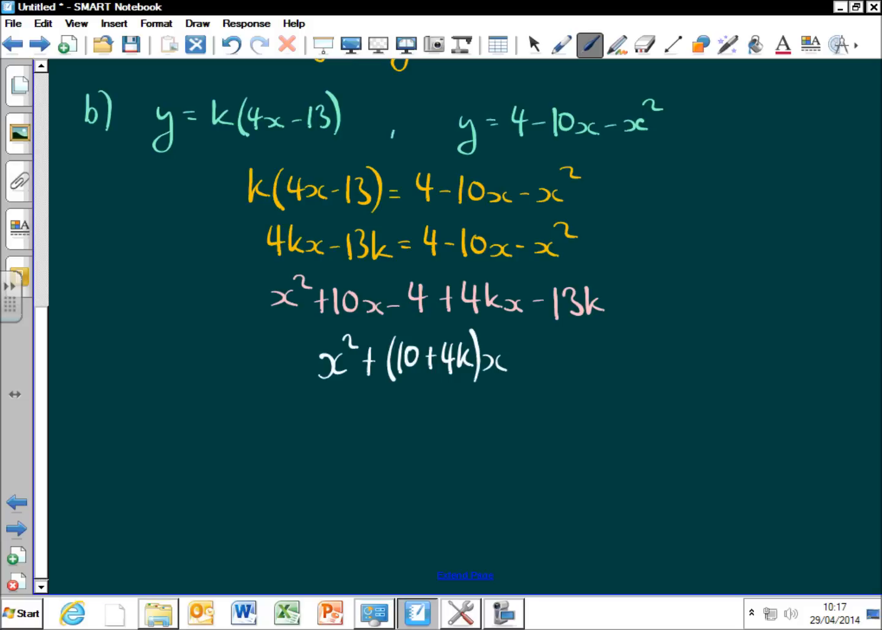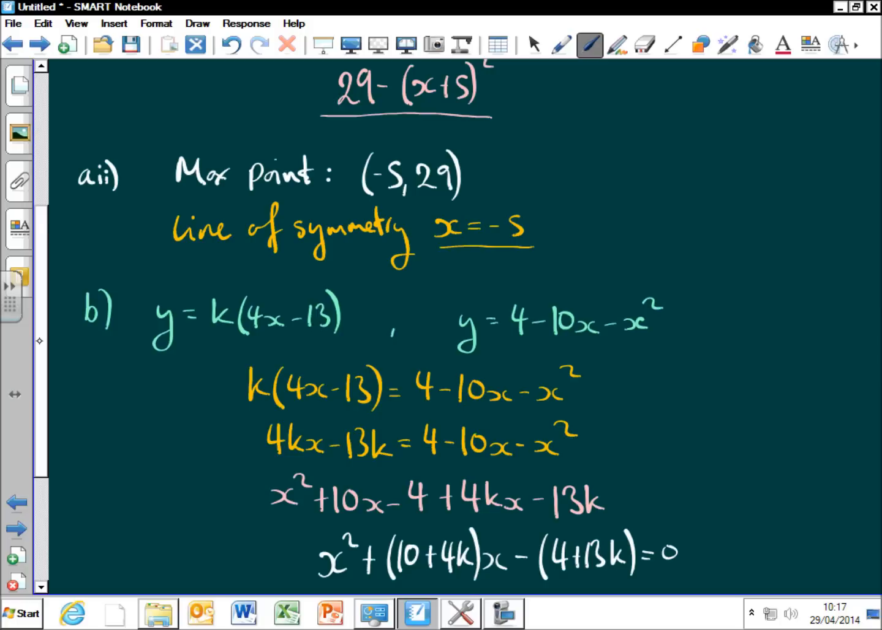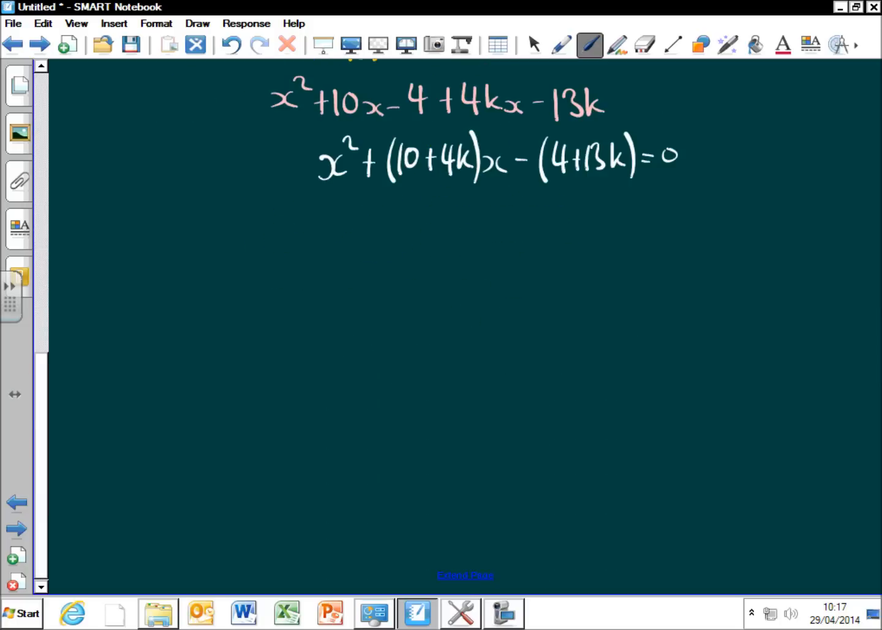How many numbers have I got? I've got minus 4 and minus 13k. So that's going to be minus (4 plus 13k). That's better. Okay, and that all equals 0. And then just a couple more things to do to it to make it look exactly as it is on the question sheet. And that is, keep that as it is. I can take a factor of 2 out of here.